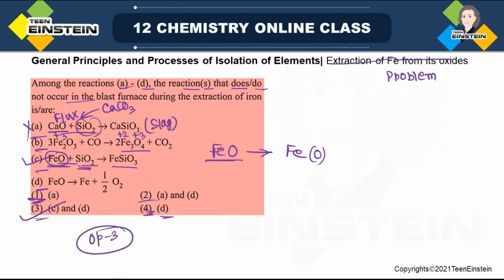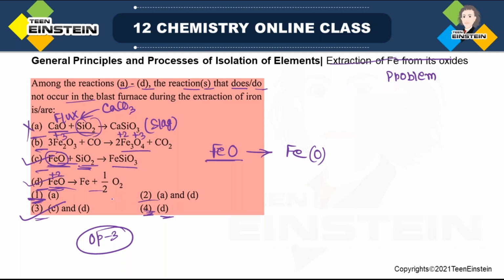But it means that reaction D is also not occurring. See, in reaction D, what is happening? FeO is directly reduced without any external reducing agent. So as if it is self reduction, but it is not possible, and this type of reaction we have also not seen in the blast furnace. So this reaction is actually not occurring. So this will also be the correct option, because we have to choose those reactions which are not occurring.